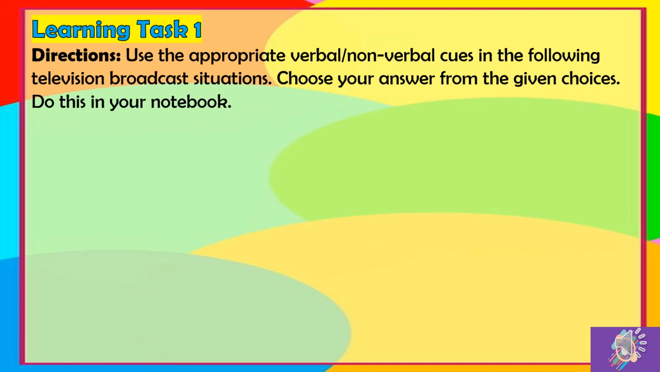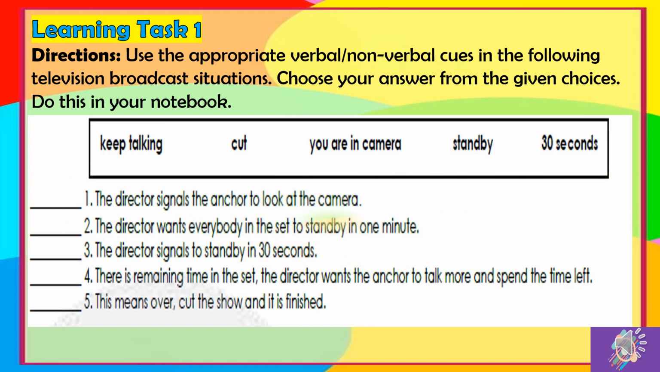For learning task 1, directions: use the appropriate verbal or nonverbal cues in the following television broadcast situations. Choose your answer from the given choices. Do this in your notebook. So here are the choices: keep talking, cut, you are in the camera, standby, 30 seconds. And here are the sentences.